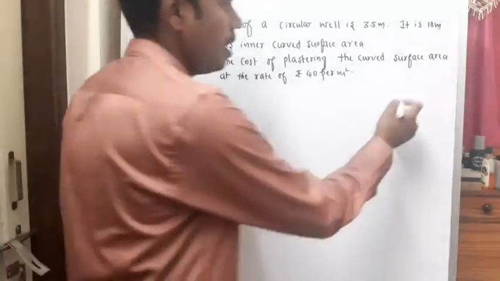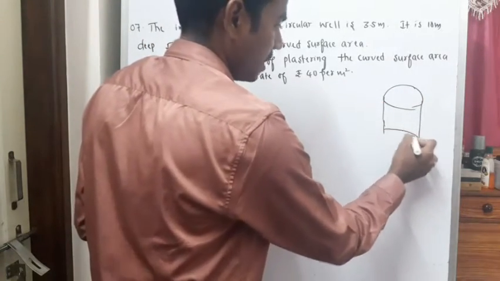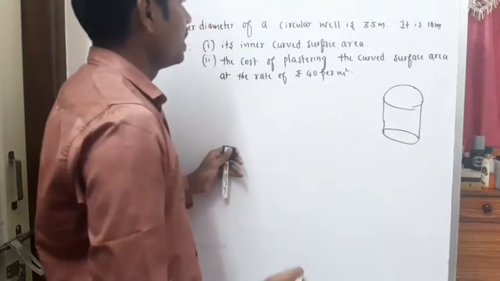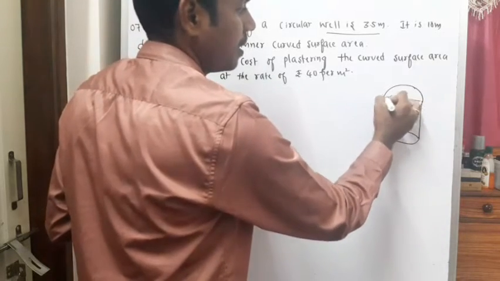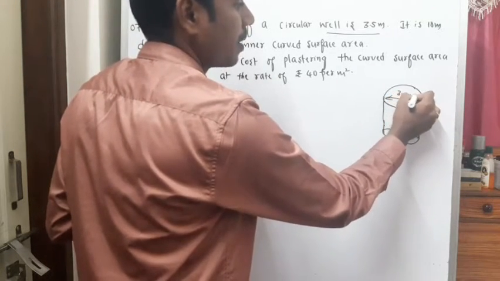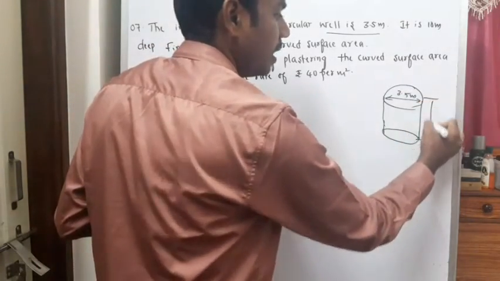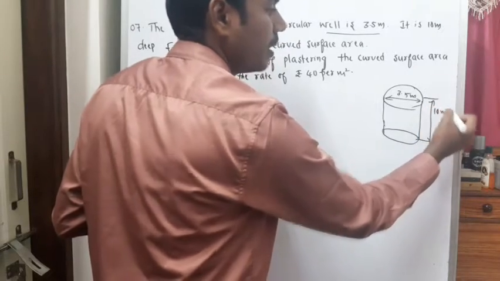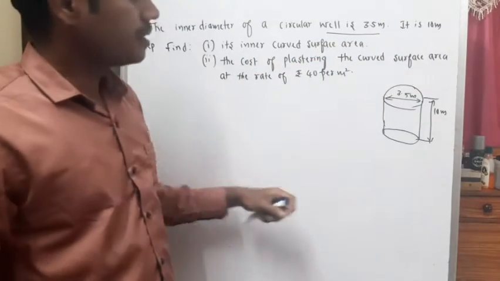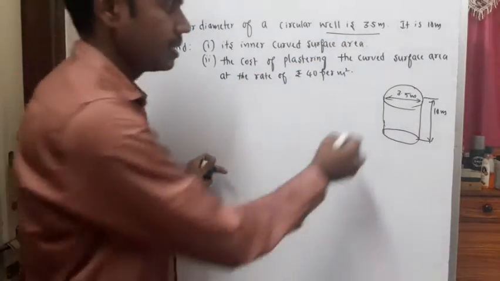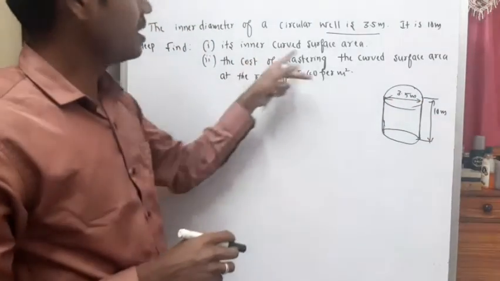See, there is a circular well and they have given the inner dimension of the circular well. What is that? The diameter is 3.5 meter. Next, it is 10 meter deep, and the height is 10 meter. Fine. This is the given data. So this is a circular well and it is in the form of a cylinder. So we need to find its inner curved surface area.